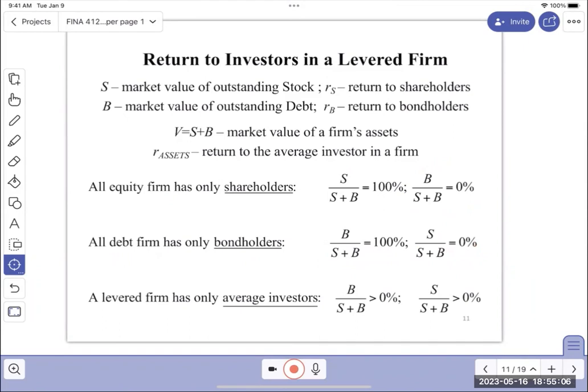But in general, the levered firm has average investors. They're partially invested in debt and partially invested in equity in the same ratio that the firm finances with debt and equity. And these are non-zero. They sum to 1.